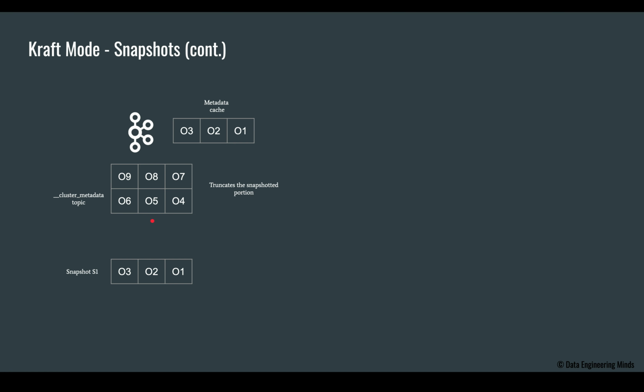So in reality, the data contained inside this metadata topic plus the snapshot will give the complete metadata of the Kafka cluster. By this, we also realize that the metadata topic contains only the latest metadata, and all the data in the snapshot will definitely be older than the data contained in the metadata topic.